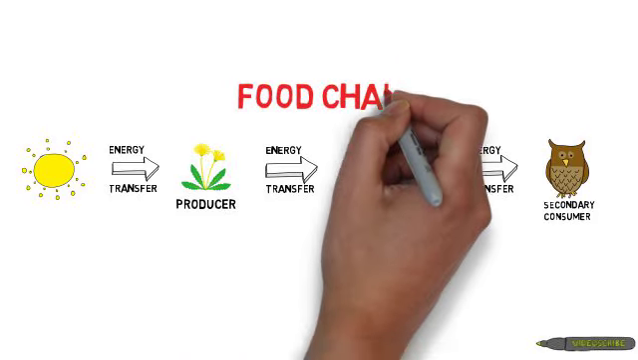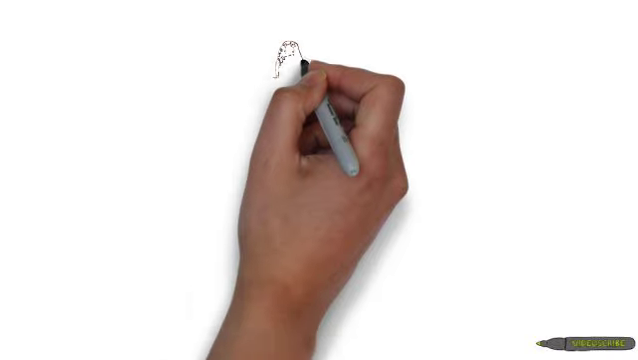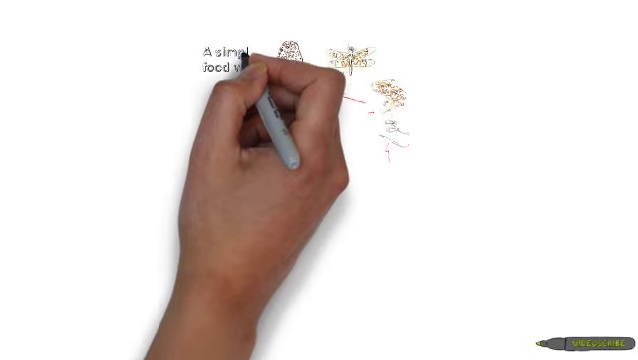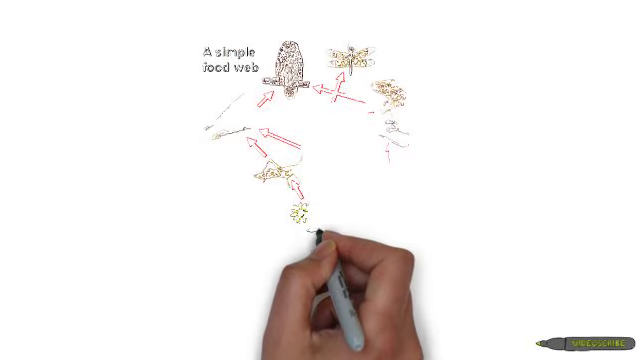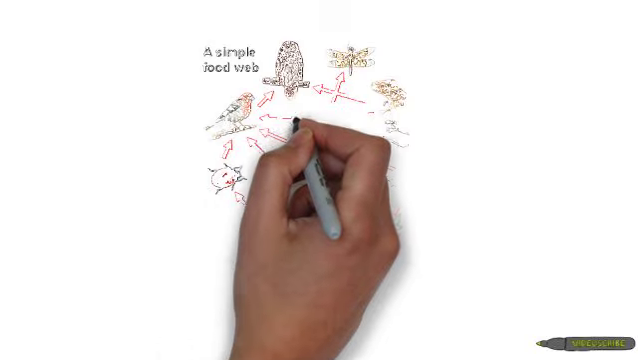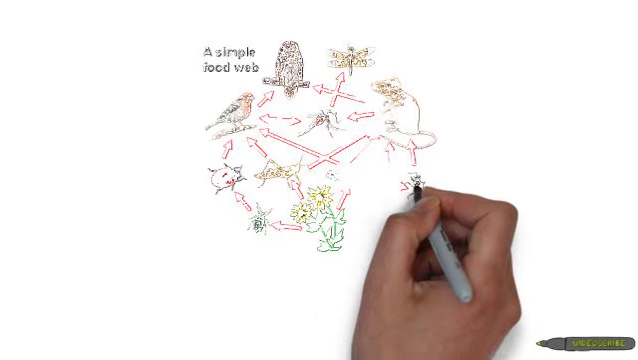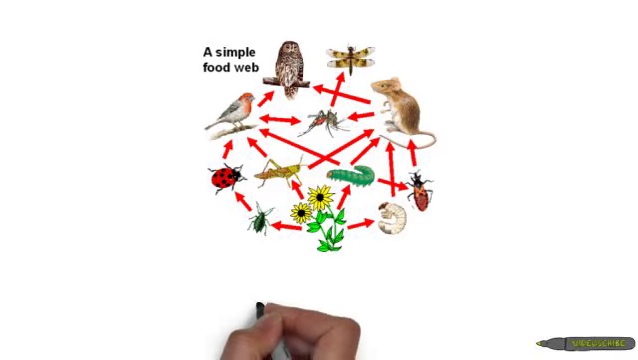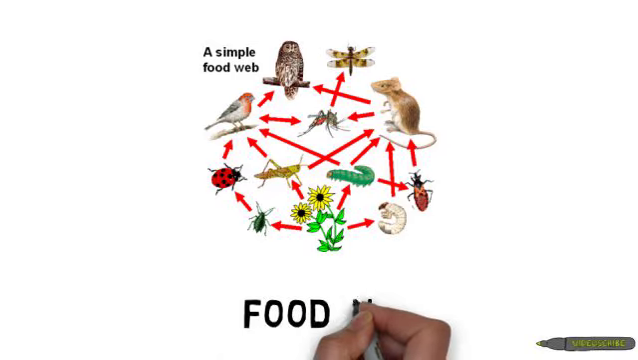A food web gives us a more complete picture of what eats what. Most animals in a community eat more than one thing. If one kind of food runs out, then often they'll be able to survive by eating something else. So food webs are made up of many food chains linked together. Here's one I made earlier.